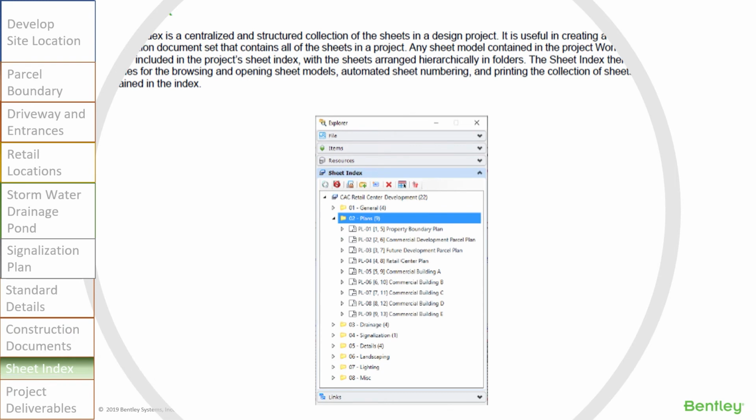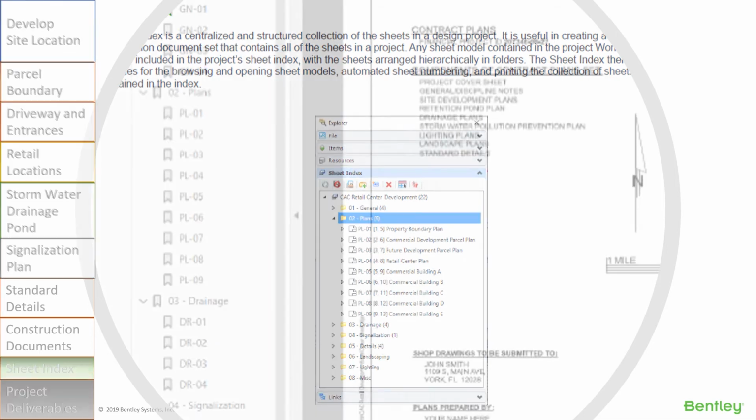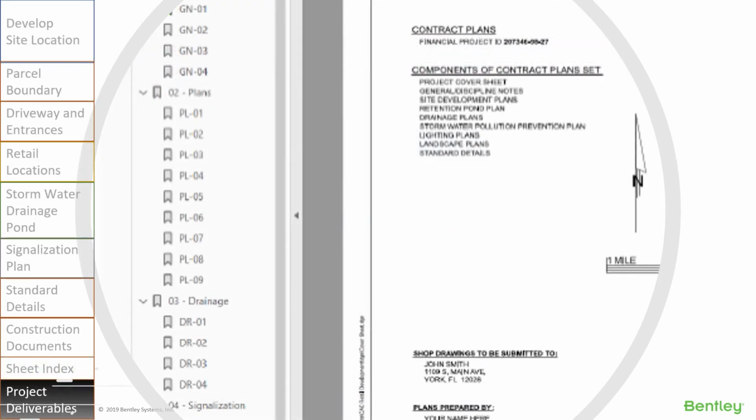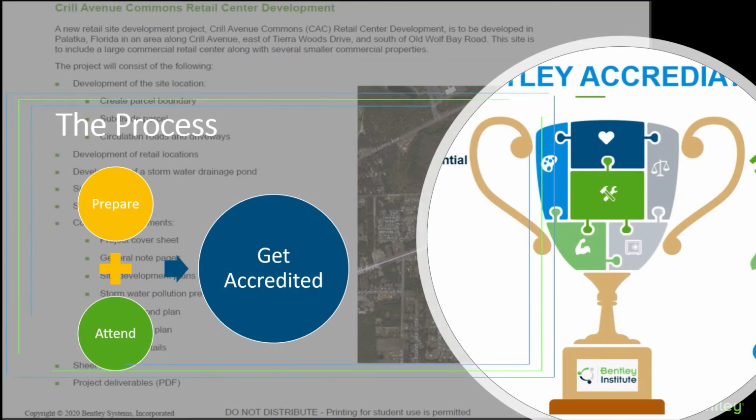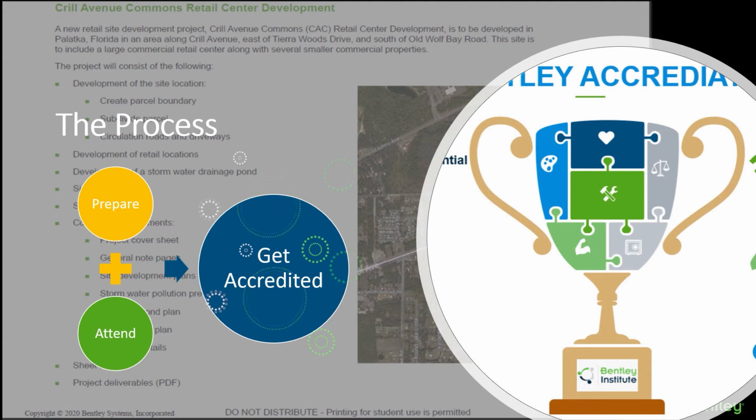Here, you'll take those sheets, all 22 of them that you created, and add them to various folders and add sheet numbering to organize this project into a sheet index. And finally, taking those sheets, applying particular print settings including pen tables to generate the final project deliverable as an intelligent PDF. The accreditation process involves preparing, attending, and completing the accreditation project.